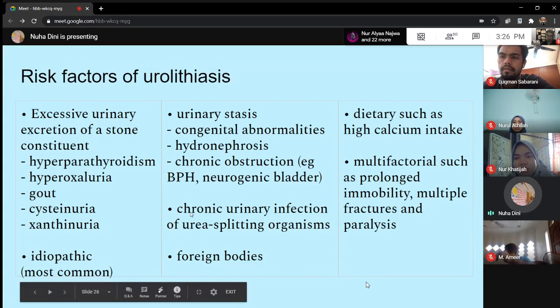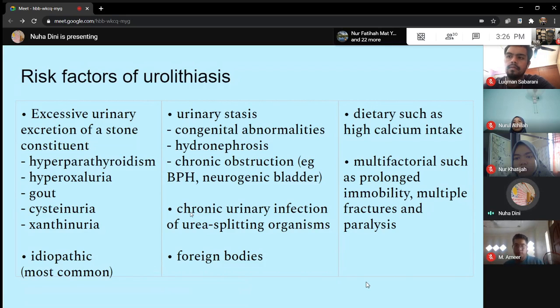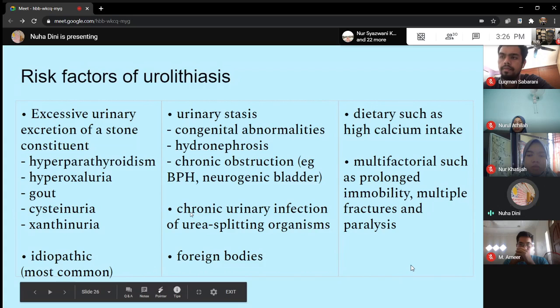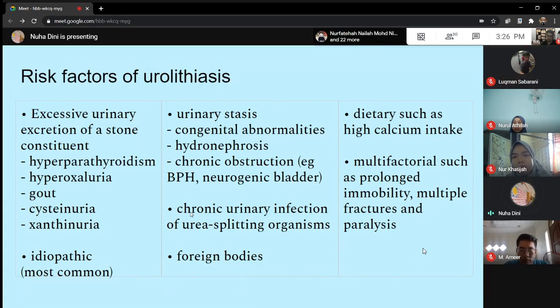There is also diet, such as high calcium intake, which eventually leads to increased calcium excretion in the urine. Others are multifactorial, such as prolonged immobility, multiple fractures, and paralysis. These patients will have scattered decalcification because of the immobility. So there will be an increase in calcium excretion.